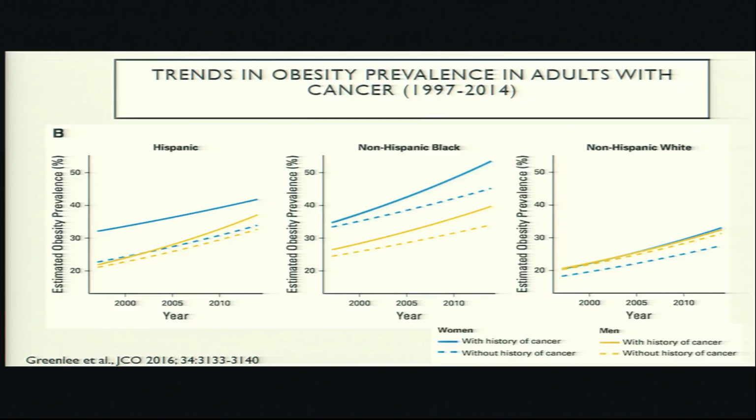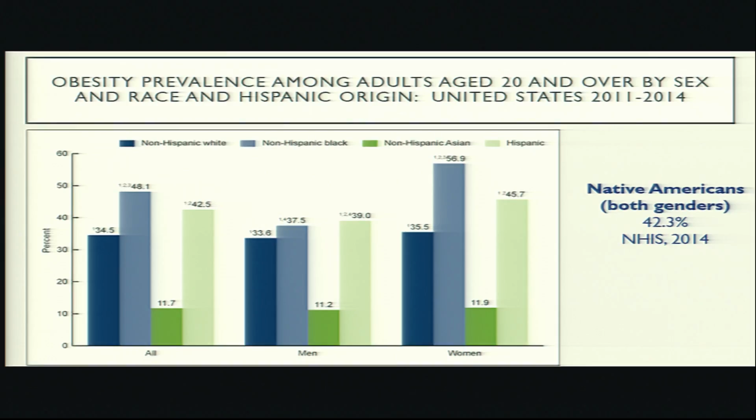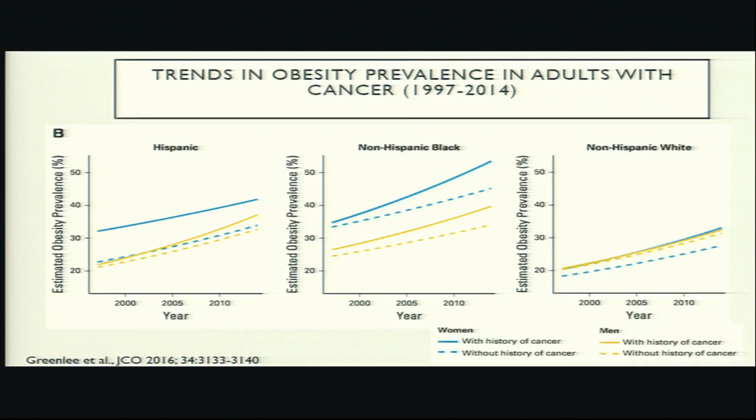And then when you look at racial ethnic groups, we see that there's higher obesity among Hispanics and non-Hispanic Blacks. And also when they looked at who was increasing in obesity prevalence at the highest rates, it was those surviving breast cancer, colorectal cancer, and non-Hispanic Blacks.